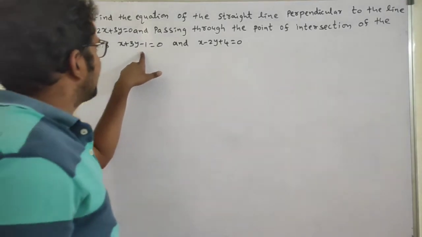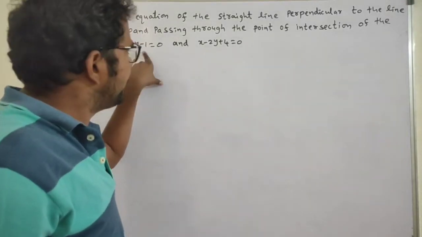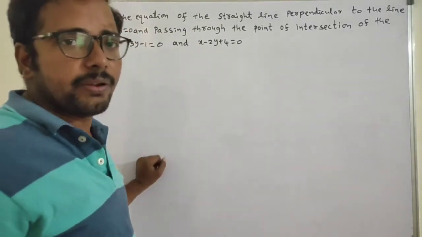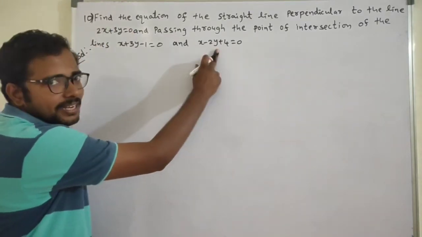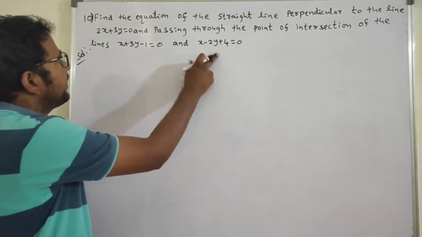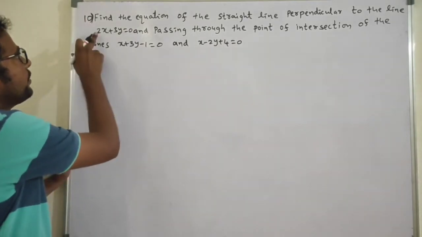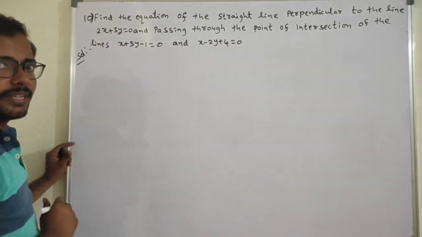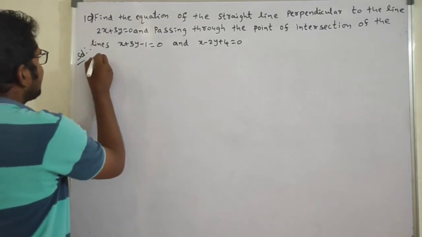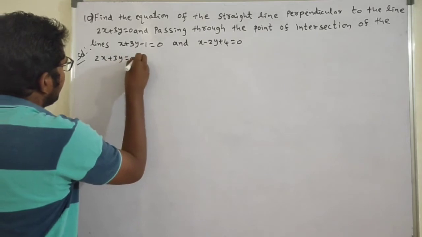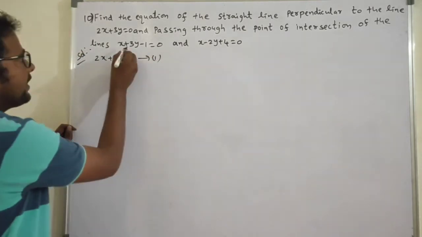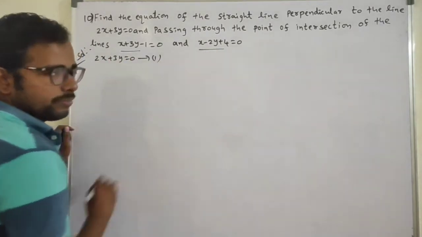What are the lines? x + 3y - 1 = 0 and x - 2y + 4 = 0. Therefore, take this as L1 and this as L2. The required line is perpendicular to 2x + 3y = 0. Take this as equation number 1, and take the other two as L1 and L2.